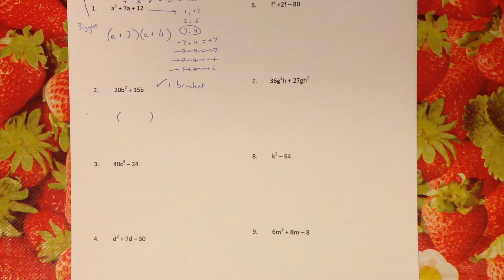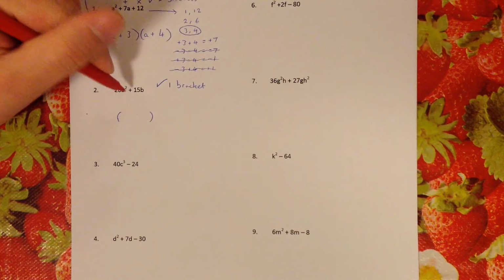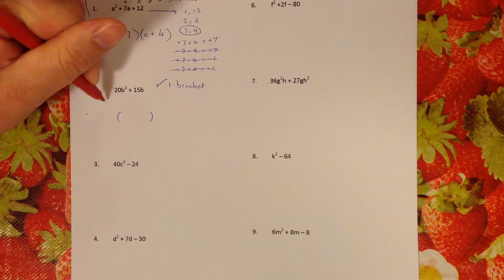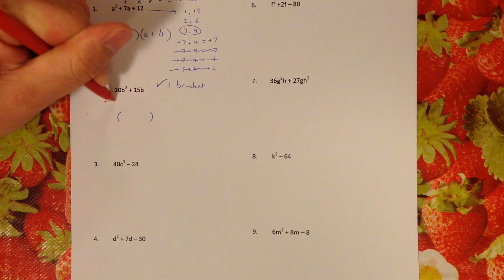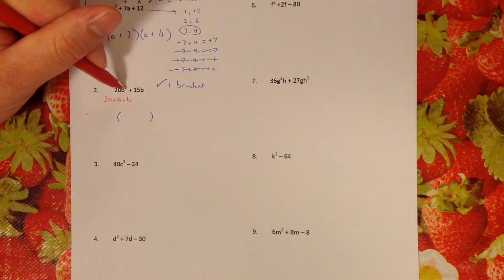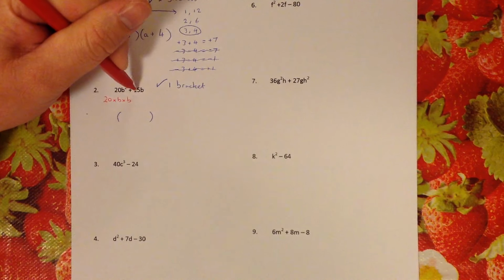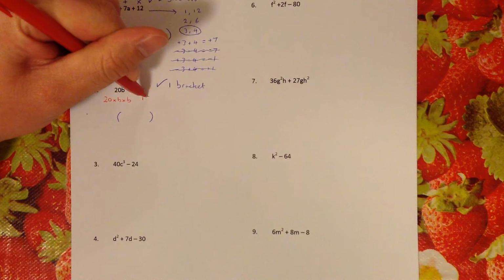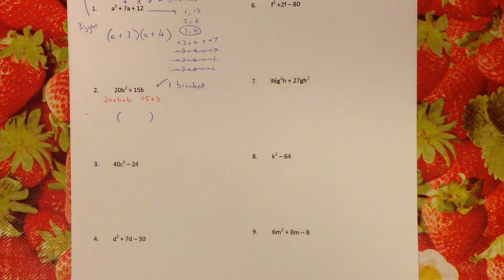One of the things I like to do, because it helps me clarify in my mind what I've got in terms of my factors, is break the question down. So I'm going to write 20b squared as 20 times b times b, because b times b makes b squared, and then I times that by 20. And 15b means 15 times b. So now I can look at what factors I have, what things appear in both parts, because remember we're going to be trying to find the biggest factor here.